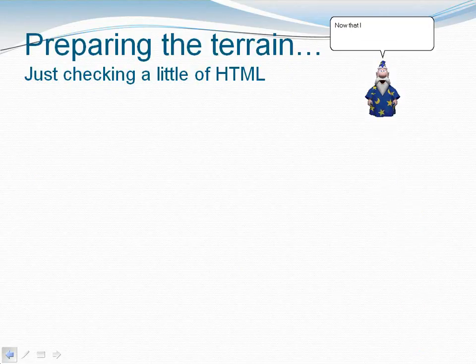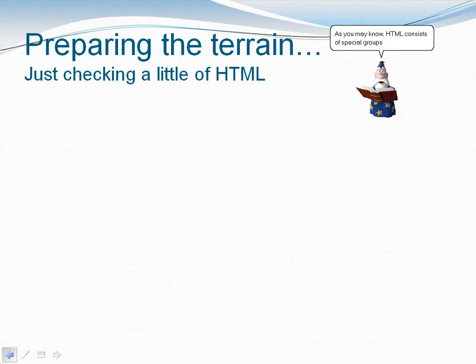Hello. Now that I finished my lunch, I would like to review some HTML concepts with you. As you may know, HTML consists of special groups of characters, called a tag. The tags affect how text is displayed in the browser. A browser is a program used to view web pages, like Microsoft Internet Explorer for example. When you use tags to affect a portion of text, you must specify the exact portion of text affected by the tag.